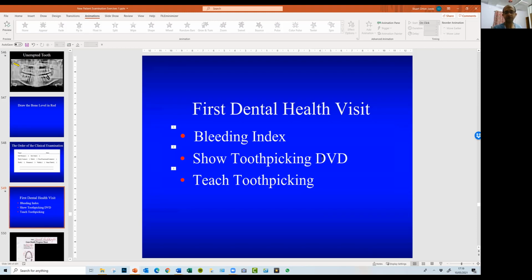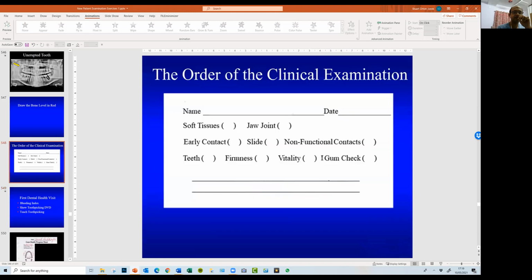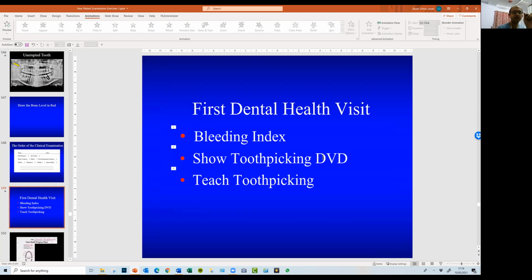So you then take those x-rays, you see the patient again, and you look through the x-rays with the patient like we just looked. And then you do the charting using this sheet here with the patient. And then you do a bleeding index, show the patient the toothpicking video, and then teach them toothpicking.